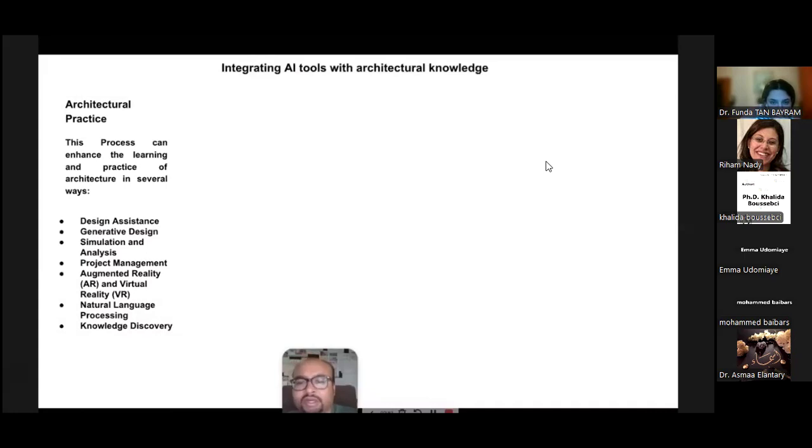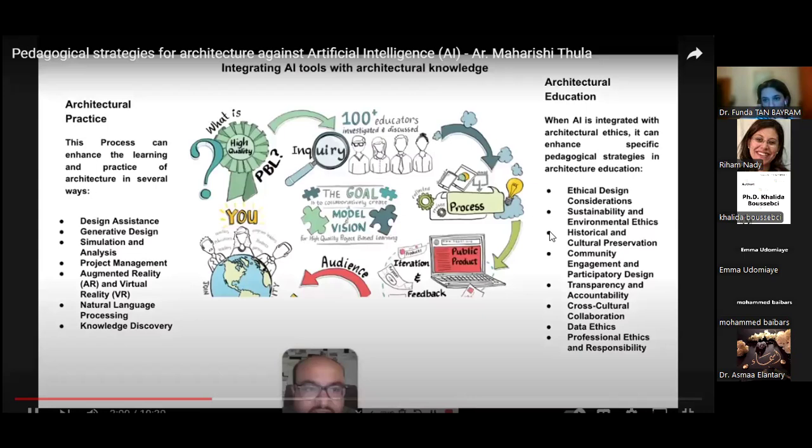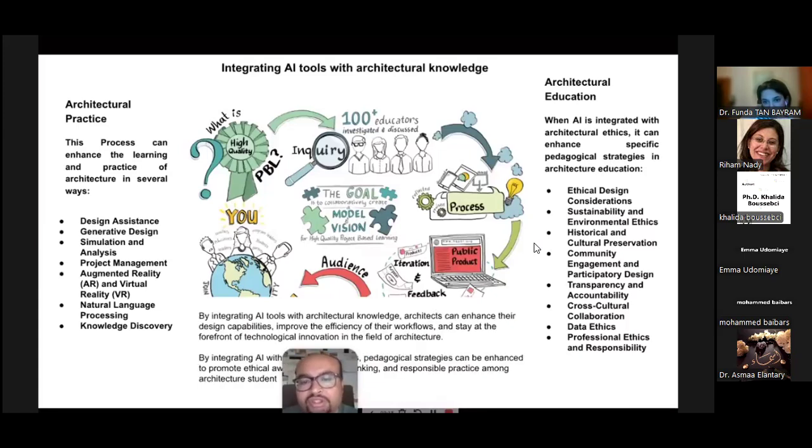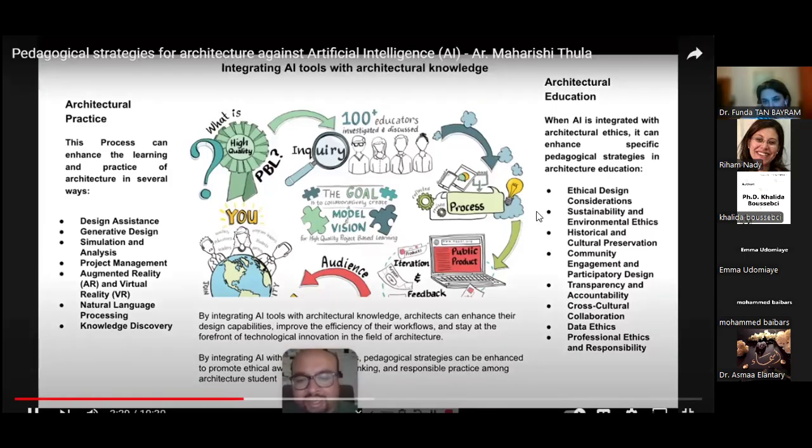On the other hand, in education: ethical considerations, design considerations, sustainability, environmental ethics, cultural preservation, history, community-based engagement, transparency and accountability, cross-cultural collaboration, which is the most important thing, and data ethics. These are the several ways and strategies where we can easily integrate AI tools. These are the broader views of how we can enhance capabilities and, with a focus on efficiency, integrate AI tools.